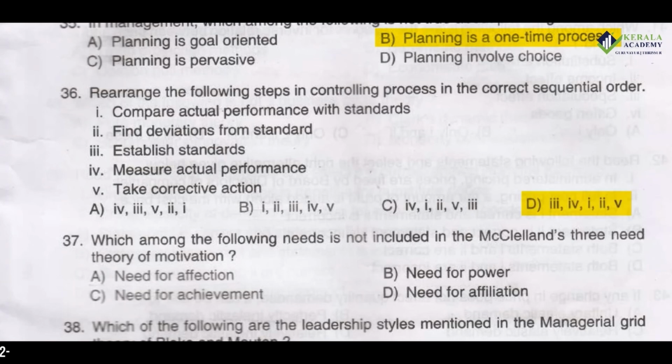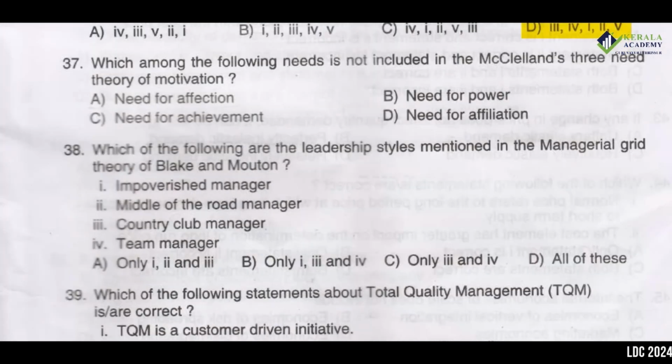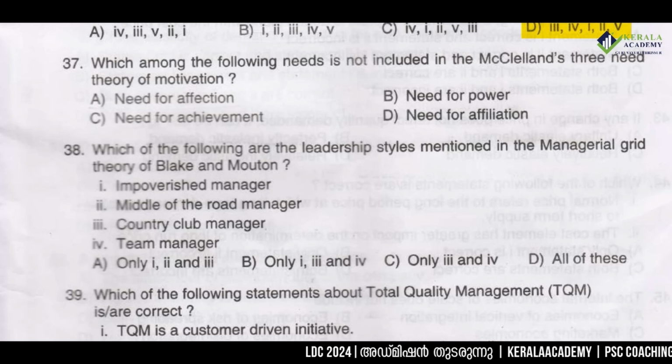Which among the following needs is not included in McClelland's three-need theory of motivation? Need for affection, need for power, need for achievement, need for affiliation. Correct answer option A, need for affection.